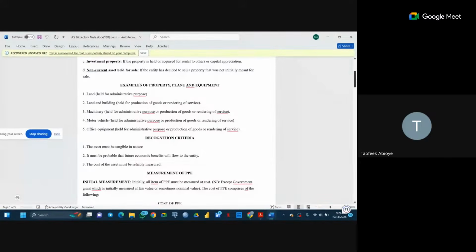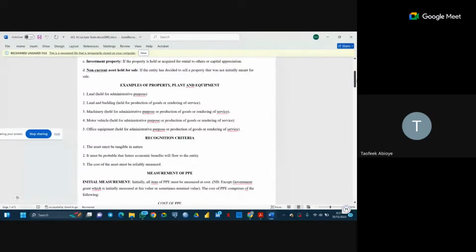It must be probable that future economic benefits will flow into the entity. And the last one is the cost of the asset must be reliably measured. Before we can say, okay, this particular asset has met the criteria for us to categorize this as our IAS 16, all these conditions must be met. It must be tangible. There must be future economic benefit that will flow in as a result of past events. The cost of the asset must be reliably measured.